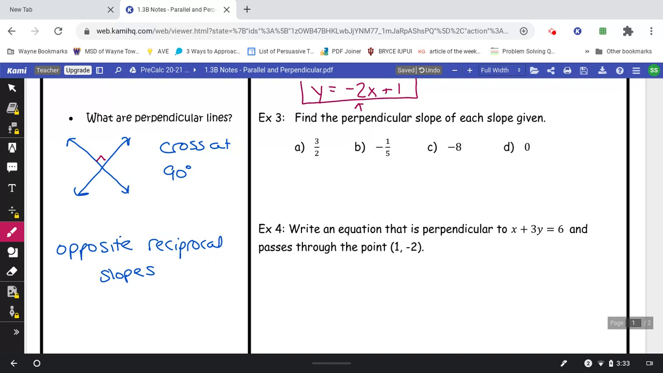So by opposite, I mean positive versus negative. And reciprocal, remember, is when we flip the fraction. Okay, let's take a look at example number 3. Find the perpendicular slope of each slope given. So we're not given the entire equation, just the slope. So for part A, I have to do 2 things. I have to make it the opposite sign, and I have to flip the fraction. So for part A, you would end up with negative 2/3.